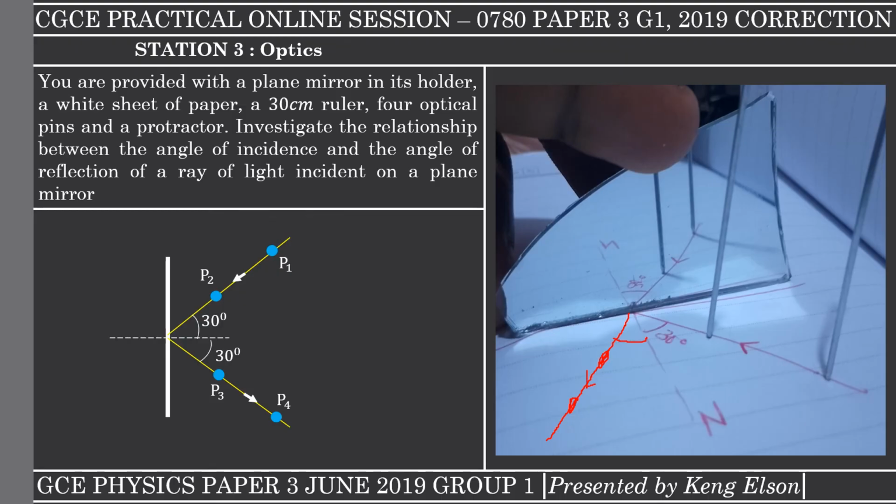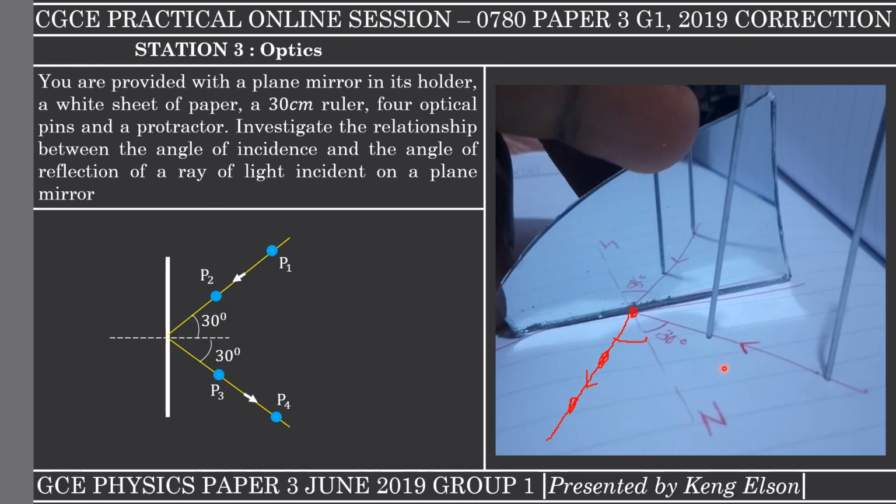So reflection is a bouncing back of light, and there are 2 laws of reflection. The first law is that the angle of incidence, which is 30 degrees, must be equal to the angle of reflection, so it must be 30 degrees still when you measure. The next law is that at the point of incidence, the incident ray, the reflected ray, and the normal all lie on the same plane. You see, they are on the same section of this paper. So basically that's what you have to do.